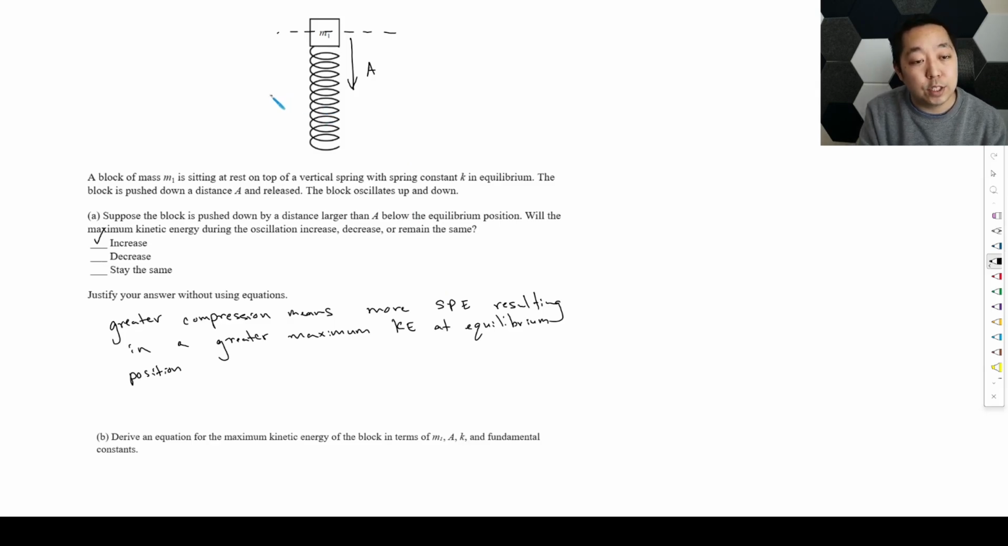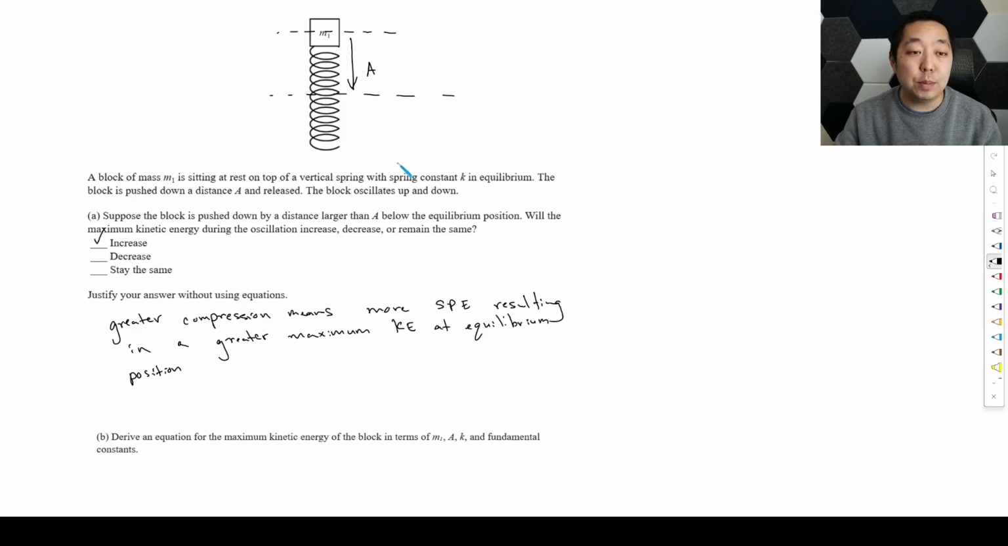So we want to do conservation of energy. And so our system, because of the change in height and because of the spring, is going to be a vertical mass spring. Our system is going to be the spring plus the Earth plus the object itself. So we're going to look at the energy here versus the energy here.